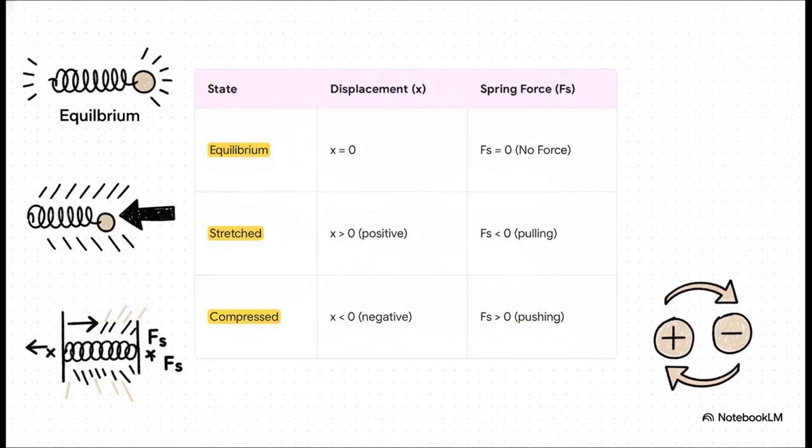No brainer. When you stretch it, the displacement x is positive, but the force Fs is negative. It's pulling back towards the center. When you compress it, x is negative, and the force Fs is positive. It's pushing back out. Do you see the pattern? The signs for displacement and force are always opposite. That's that negative sign doing its job.